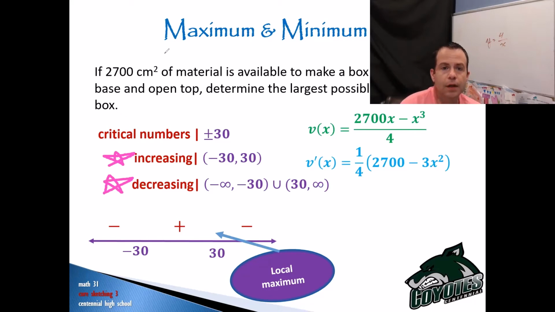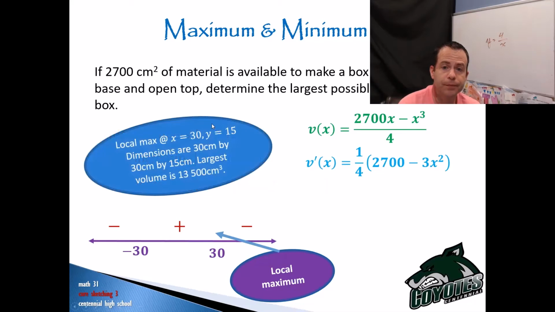Okay, and so then I'm plugging in that 30, and I get out y is 15. So the dimensions are 30 centimeters by 30 centimeters by 15, which will give me the largest volume of 13,500 centimeters cubed. Okay, 13,500 centimeters cubed.